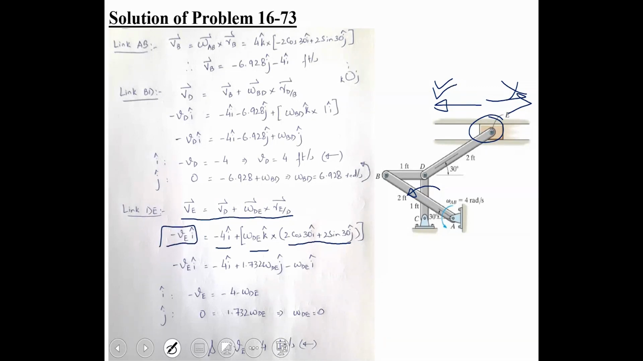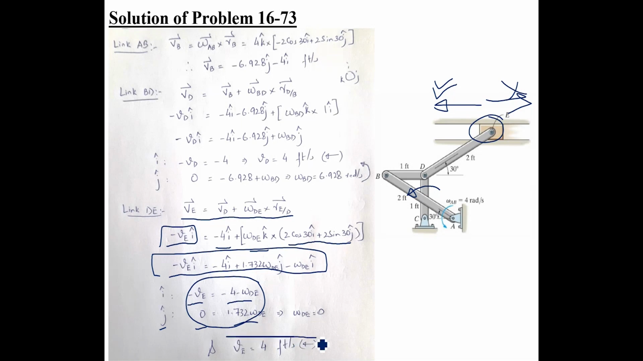So now taking this cross product, हमारे पास जो final equation आएगी that would be of the form minus VE i equal to minus 4i plus 1.732 omega DE j minus omega DE i. Now once you compare the i and j coefficients, the i coefficient on the left side is minus VE, on the right side it is minus 4 minus omega DE. Similarly, the j coefficient is 0 and 1.732 omega DE. So solving these two equations would give you the value of VE to be equal to 4 feet per second towards the left.